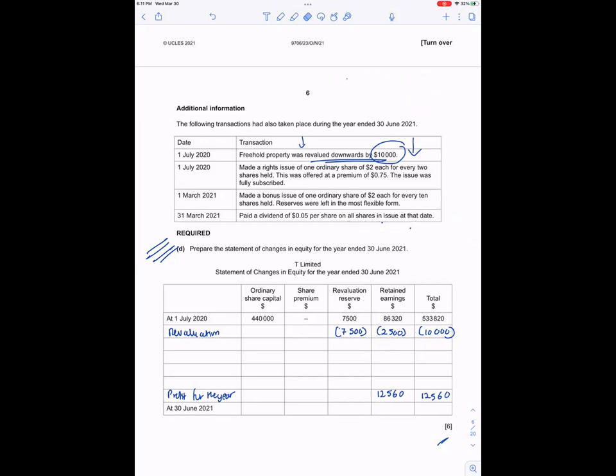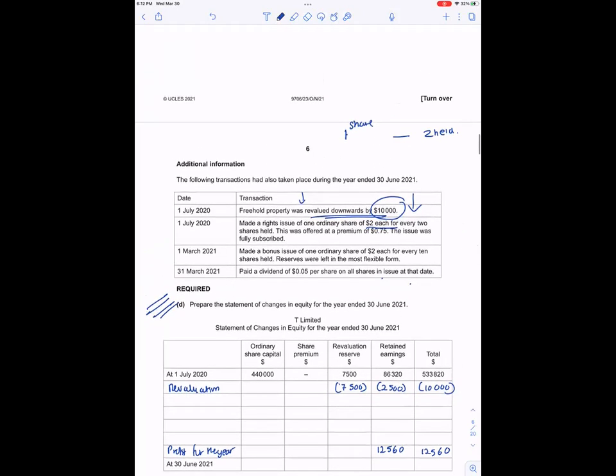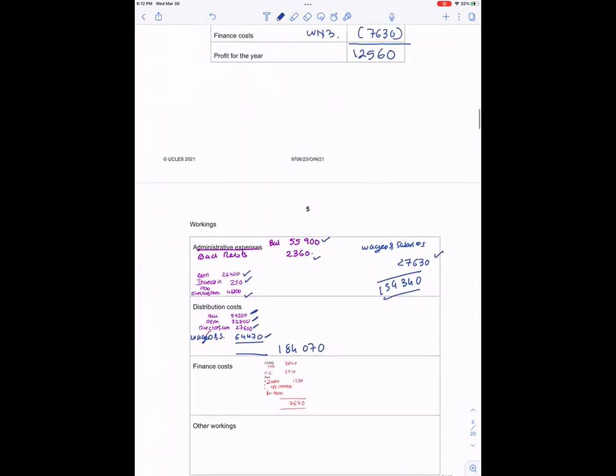Yes, sir. Now I have rights issue. One ordinary share of $2 each. One share for how many held? For every 2 held. Okay. Issue was fully subscribed. Let's see how many shares we had.